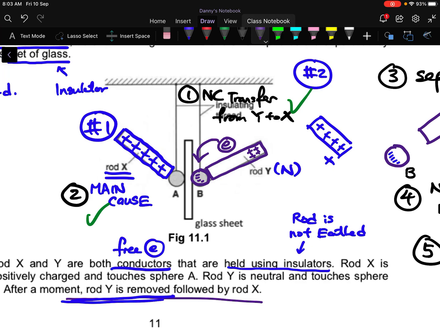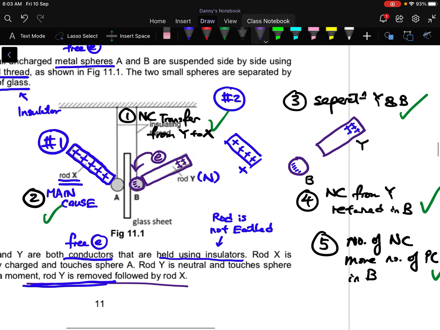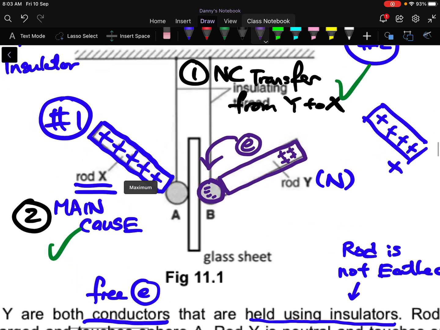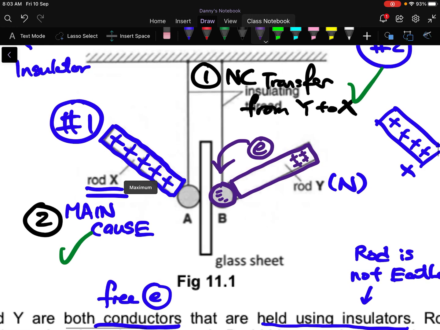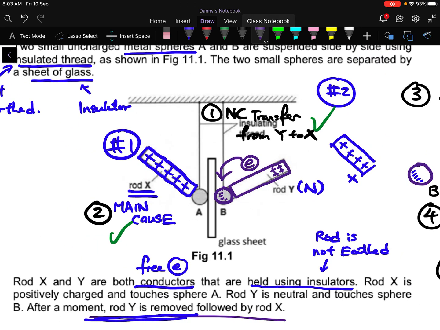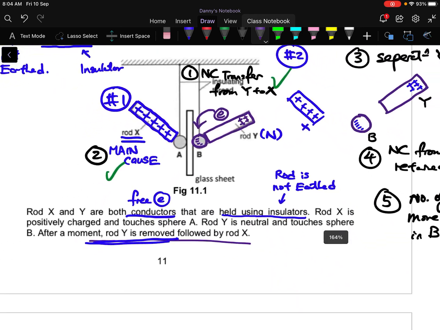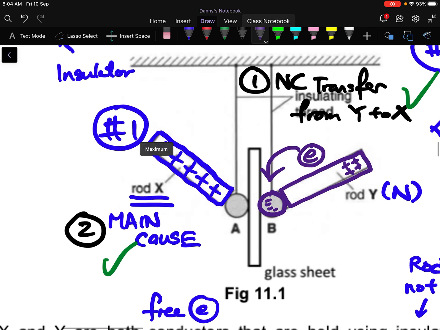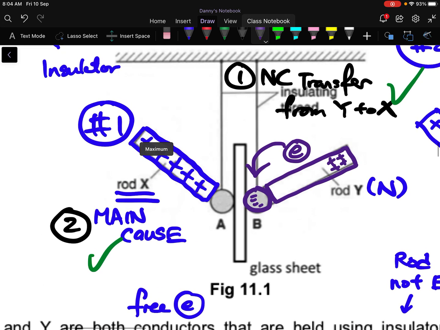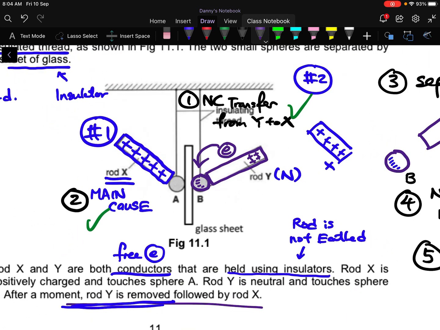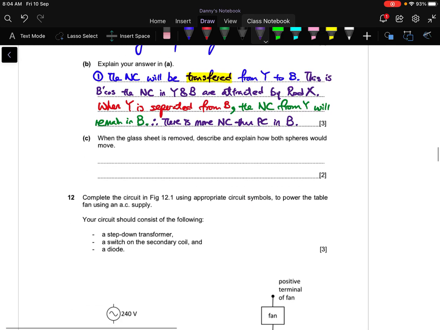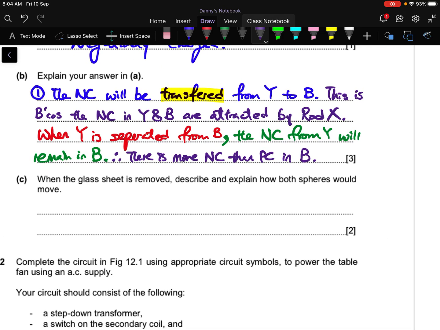Do you notice that in my entire answer, I never talk about A? Because A doesn't appear in the whole process at all due to the glass sheet. The glass sheet prevented the negative charges from B to go to A, right? And A, I don't care, because A is not the main cause. The main cause is the rod X. So I have a huge number of candidates who go and talk about X and A, and then after that B to B and A, and then Y to B. It doesn't work that way in electrostatics. You need to be able to identify the main player in the process.